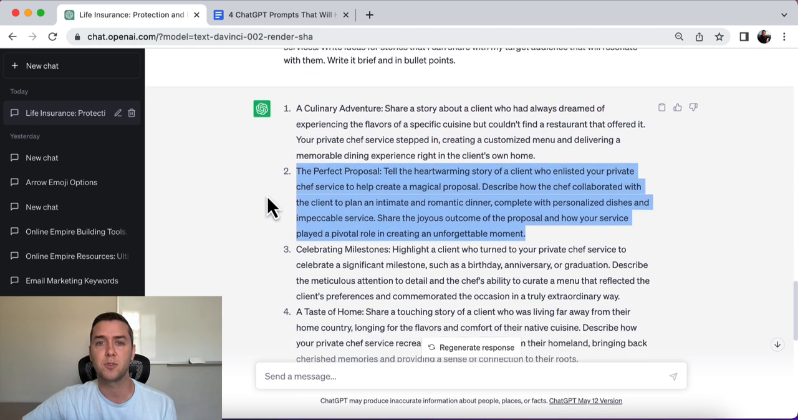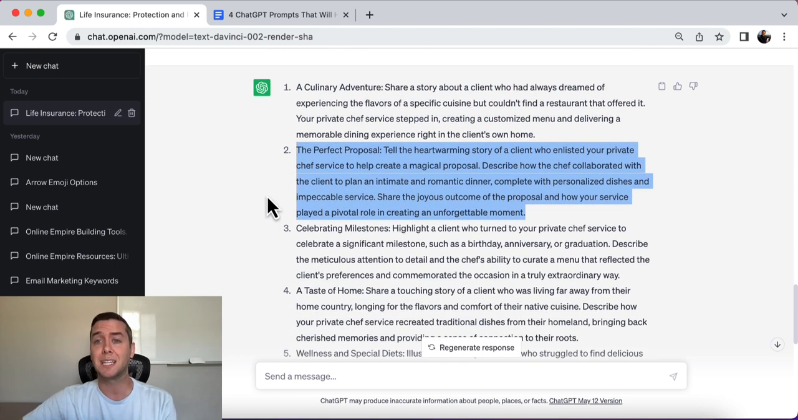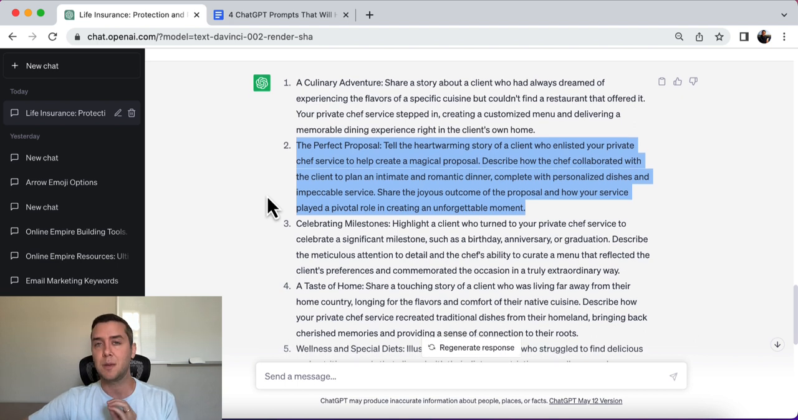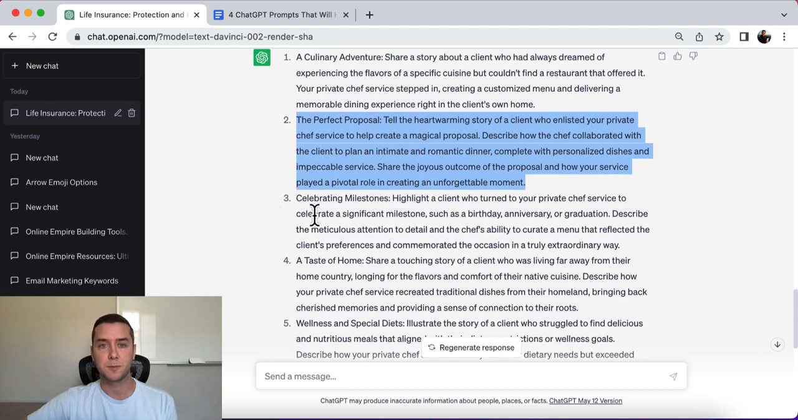Okay, the perfect proposal. Tell the heartwarming story of a client who enlisted your private chef service to create a magical proposal. Describe how the chef collaborated with the client to plan an intimate and romantic dinner, blah, blah, blah, right? You get the point. Using these stories, using these ideas can be really powerful in your marketing efforts.